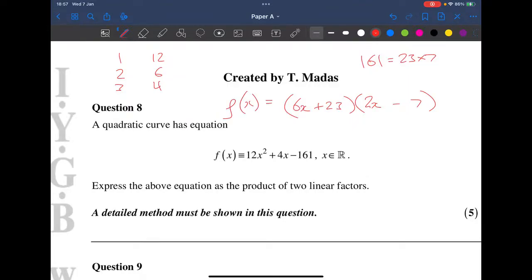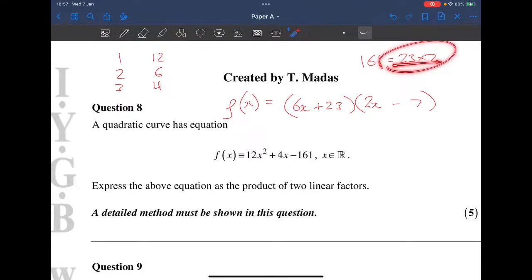There are other ways to do this. You could probably do trial and error, but trying to guess like 7 halves and negative 23 over 6 is not going to be so easy. And you could do the AC method where we do 12 times 161. That's quite a big number. And then looking for the factors of 12 and 161, not going to be so nice. It wouldn't be the end of the world because we have a calculator.